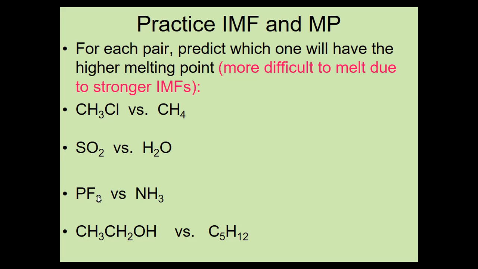Between these two, same thing. This is going to be a polar molecule because P will have a lone pair on it, so it's going to be polar, but NH3 has hydrogen bonding, so this one will have the higher melting point.